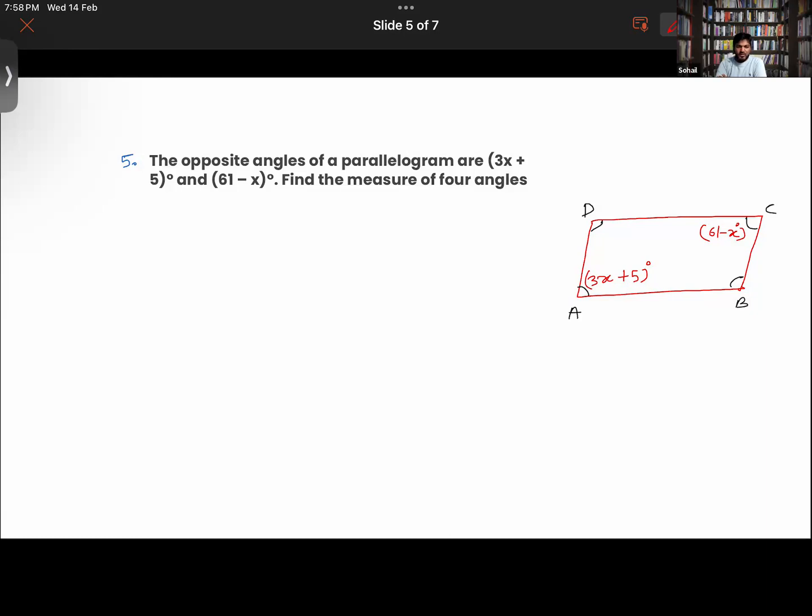First of all, in order to solve question number 5, you have to remember the properties of the parallelogram. Like you need to know whether the opposite angles of the parallelogram are equal to each other or not. What is the sum of two adjacent angles? Are they supplementary? Are they complementary? You should know these things, then you will be able to solve it very easily.